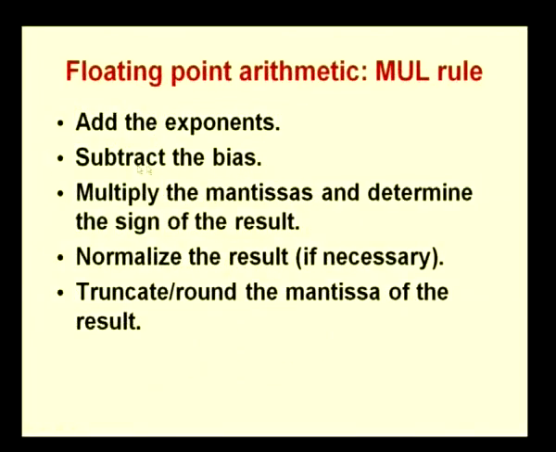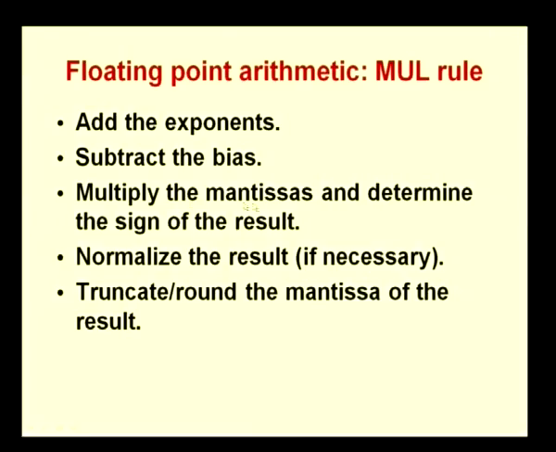For multiplication, what do you do? You add the exponents and then you will have to subtract the bias, because remember we got the 2p. So, we need to remove 1p from that. You multiply the mantissas, determine the sign of the result, and again you will normalize the result if necessary and truncate or round the mantissa of the result. That will give you multiplication.